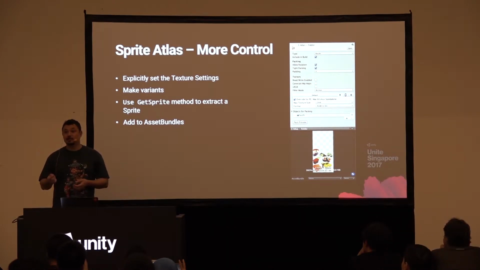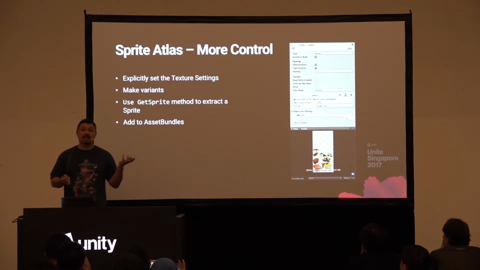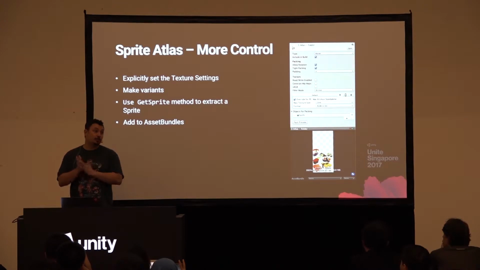You can make variants. So if you're trying to solve the problem of high definition versus standard definition for different platforms, that is something you can do easily. You can use a get sprite method with an atlas. So you can just extract a sprite out of an atlas and do something with it. And because they are assets, you can, of course, add them to asset bundles. And this solves a lot of your deployment problems.